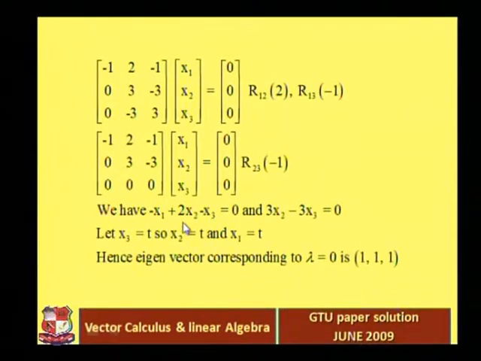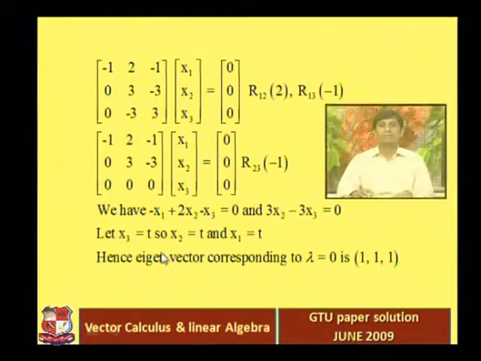So minus x1 plus 2x2 minus x3, that is equal to 0. 3x2 minus 3x3, that is equal to 0. In the third column we don't have any leading entry, so take x3 is equal to t. Put the value of x3 is equal to t here, so we get x2 is equal to t and x1 is equal to t. So hence the eigenvector corresponding to lambda is equal to 0 is (1, 1, 1).